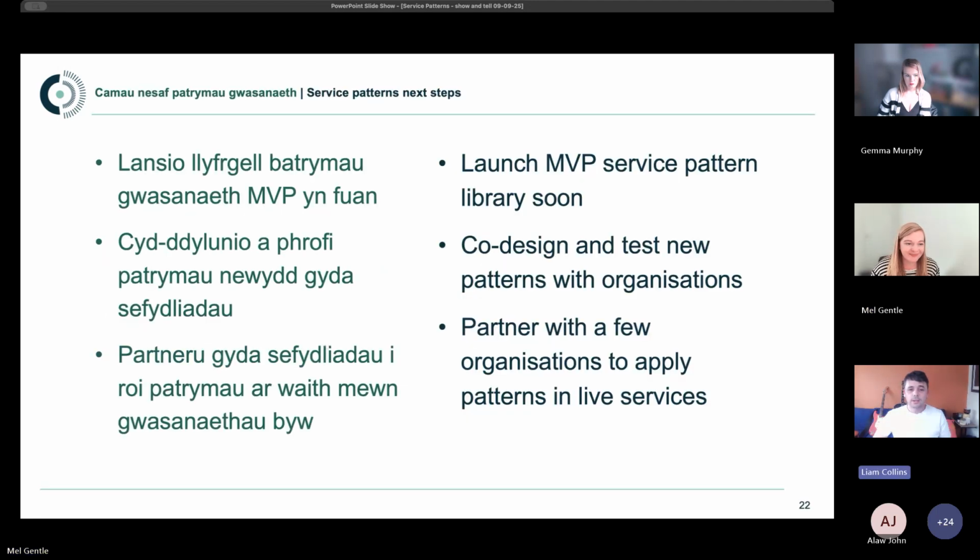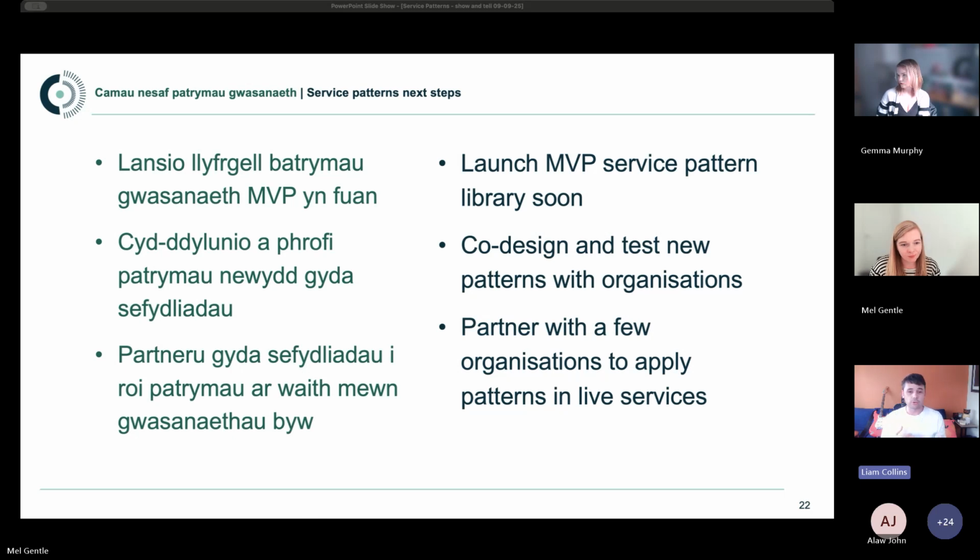Awesome, diolch, Mel, thank you. Yes, so we are hoping to launch an MVP service pattern library soon, so that's exciting. We feel confident in that booking pattern. We've done lots of testing with practitioners. We've done really good testing now with citizens with some of those fictional end services that have been designed using those patterns. So once we've made those iterations, we're feeling confident with that pattern. We've done some testing in those workshops on a couple of other patterns, I think possibly register and request off the top of my head.